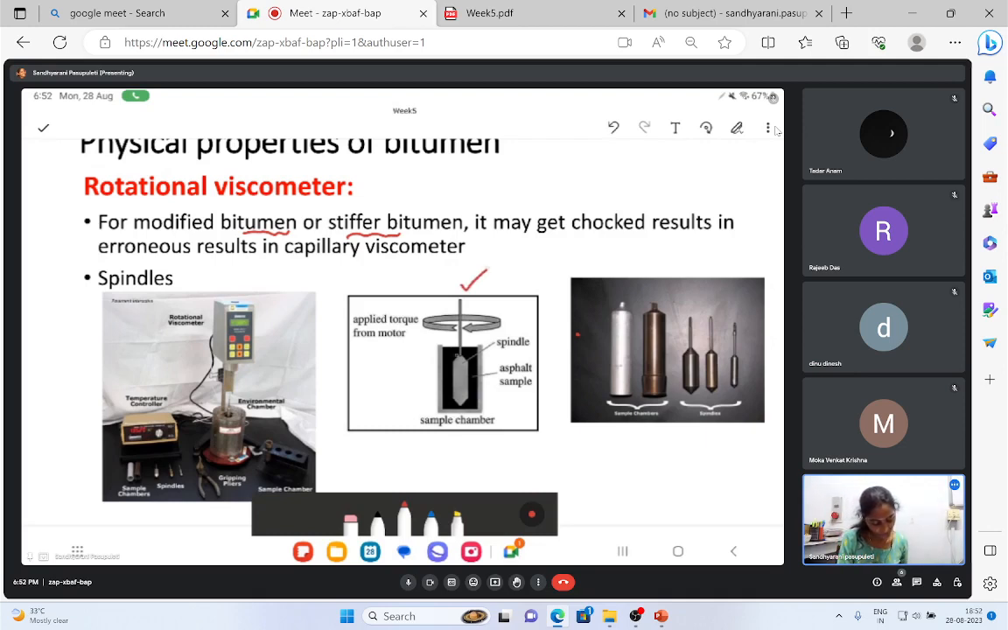So in the rotational viscometer, we fill the bitumen here, then we insert a spindle into this. This is the kind of spindle you can see. Then we rotate the spindle. When I apply some torque and rotate, if this bitumen is very stiff, I have to apply more torque. If the bitumen is very soft, I can apply very little torque. So depending upon the stiffness of the bitumen, the torque required would be calculated. This is automatically calculated by the equipment. So based on this concept, the viscosity or the stiffness or resistance of the bitumen can be determined.